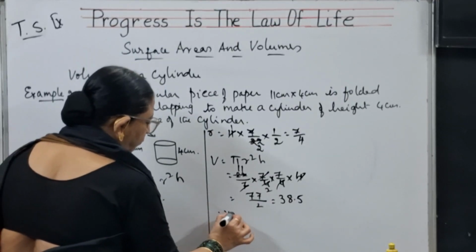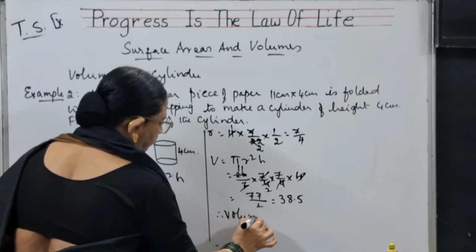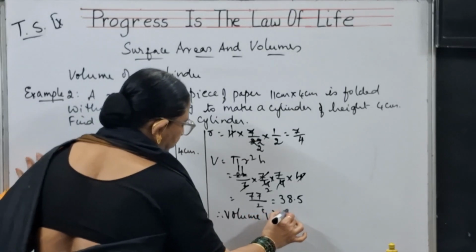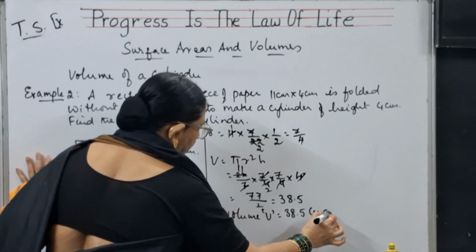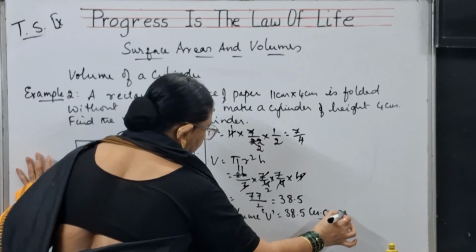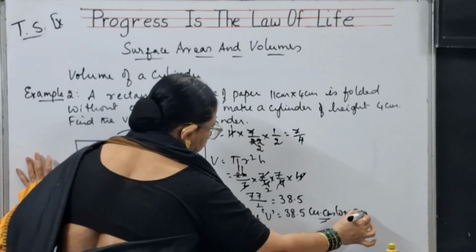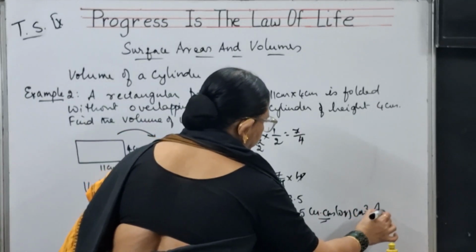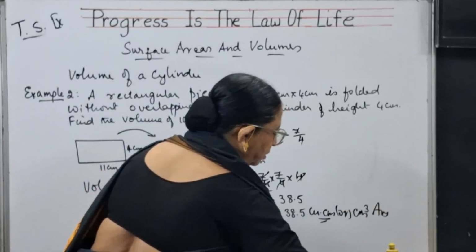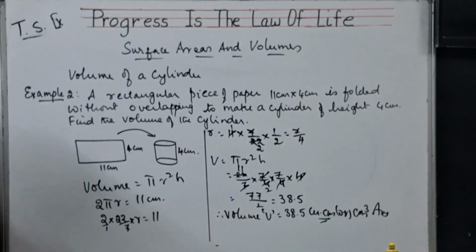38.5. Therefore, volume V is equal to 38.5 cubic centimeters. This can also be written as centimeter cube. Anyway, you can write its answer, children. This is the answer of this problem. Please note it down.